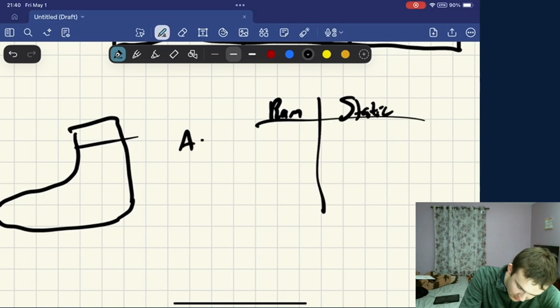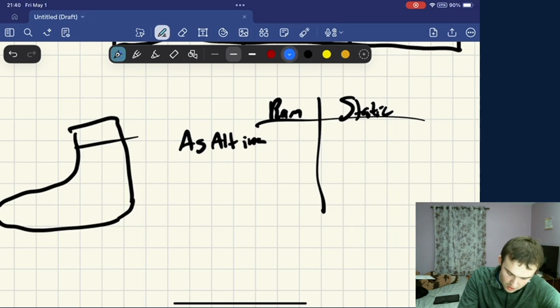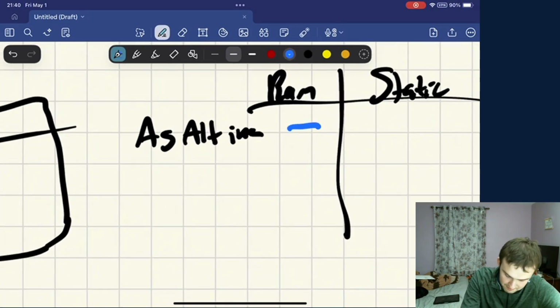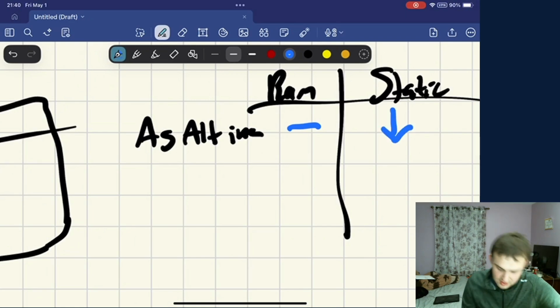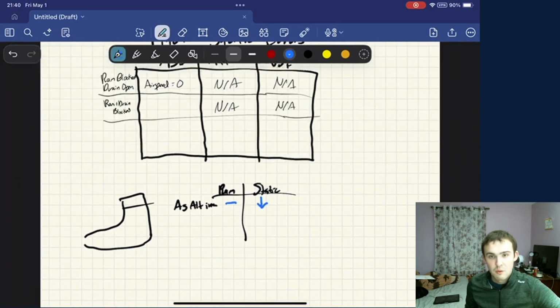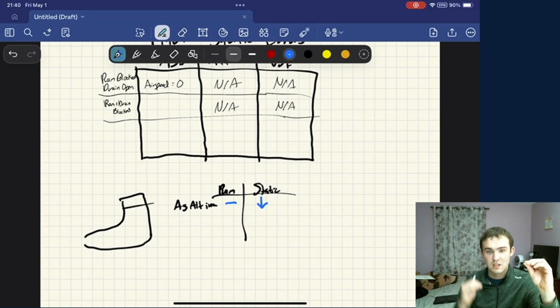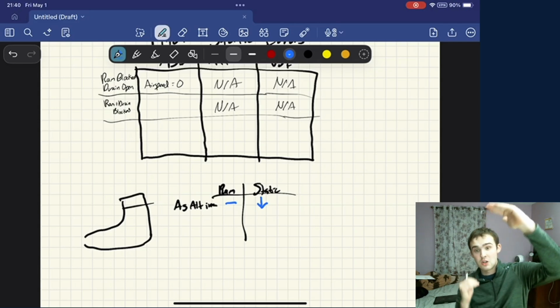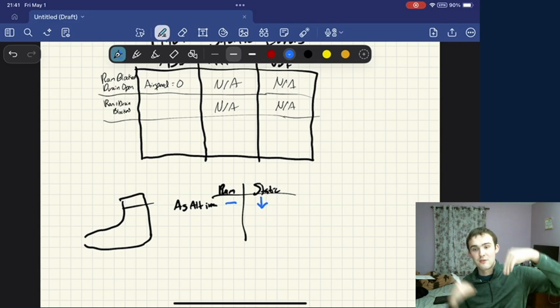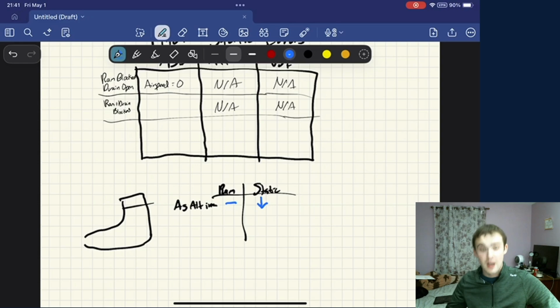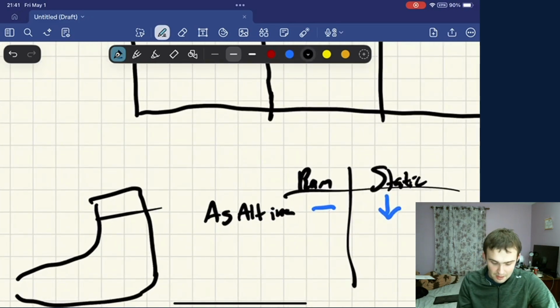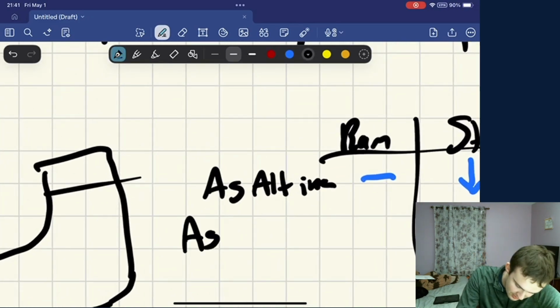As our altitude increases, our ram pressure is going to be the same, and our static pressure is going to drop. What's that going to do? It's going to create a differential in pressure. So the ram pressure is going to be the same. The static pressure is going to drop. That's going to create a larger difference in pressure. Therefore, airspeed is going to show higher. And the opposite is going to be true if we descend.